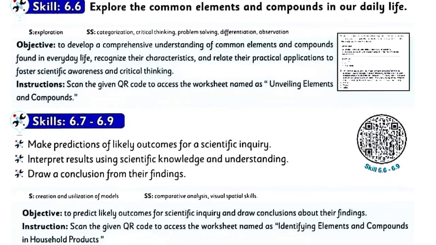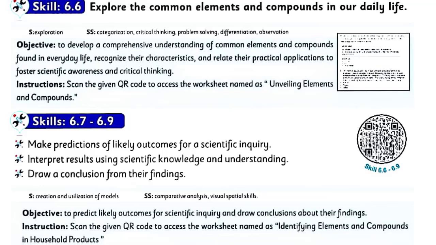Skill 6.6: Explore the common elements and compounds in our daily life. Objective: to develop a comprehensive understanding of common elements and compounds found in everyday life, recognize their characteristics, and relate their practical applications to foster scientific awareness and critical thinking. Instructions: scan the given QR code to access the worksheet named Unveiling Elements and Compounds.